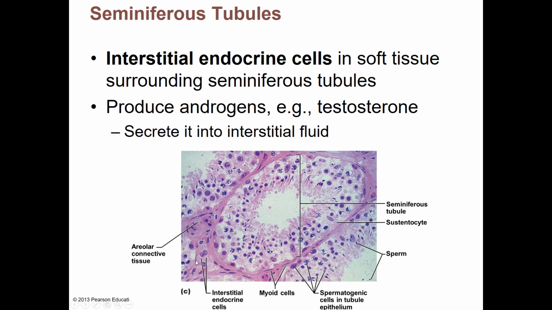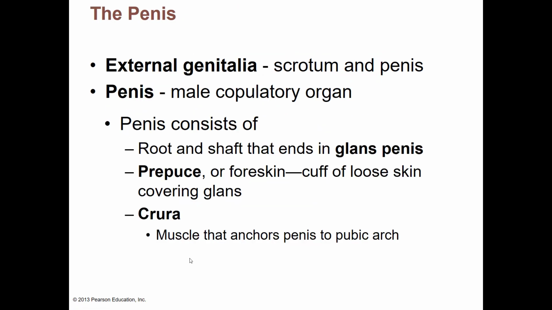So again, we said the testes' main job is to make sperm and to make hormones. And so it's inside the seminiferous tubules where sperm is made, and it's these interstitial endocrine cells where the hormones are made. Now, we got through where the sperm are made. Before we follow the sperm along, we're going to talk about another male structure, the penis. It's part of your external genitalia. So the scrotum's part of your external genitalia. The penis is part of the external genitalia.